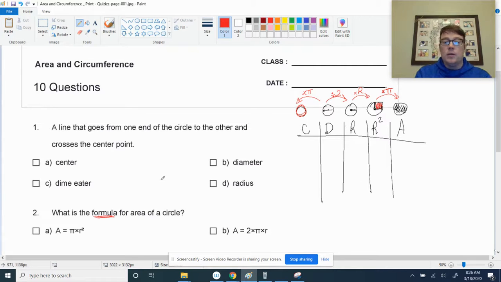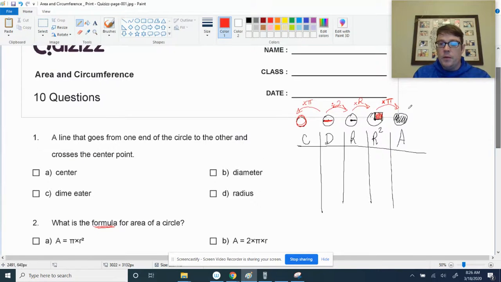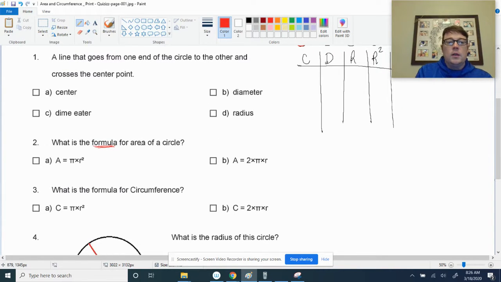Number one, I kind of already talked about a lot of these answers. A line that goes from one end of the circle to the other and crosses the center point, that would be this one right here, which we call diameter. What's the formula for the area of a circle? If we want to know the area, we have to take the radius squared and multiply it by pi. You can see that from our relationship. So which one shows that? That would be A here, pi r squared.